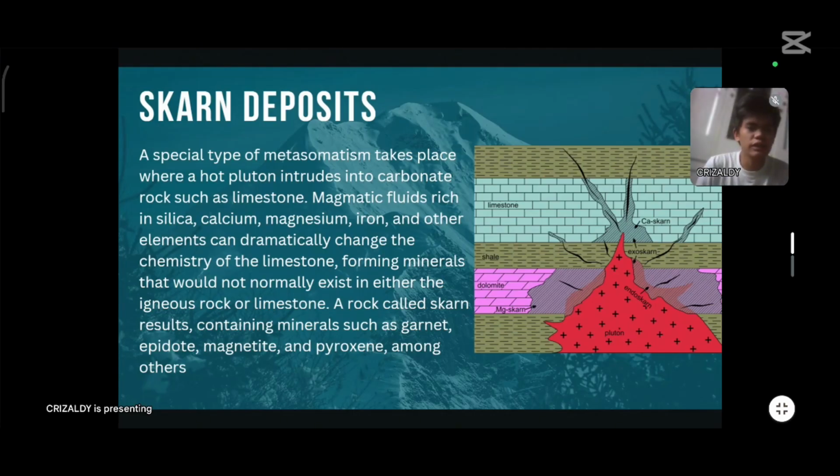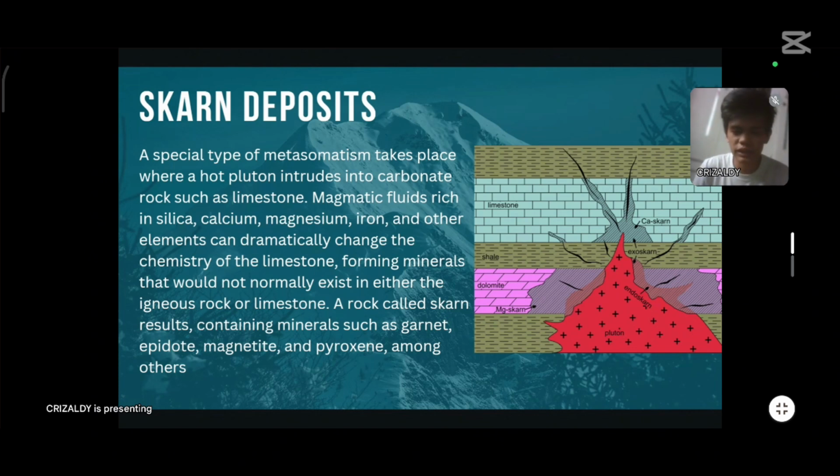Next part will be discussed by Crizaldy Francisco. Now, what is a skarn deposit? Skarn deposit a type of metasomatism where a hot pluton was entered in the carbonate rock such as the limestone, and this hot pluton was a magmatic fluid that rich in silica, calcium, magnesium, and iron that can change the chemistry of limestone, that forming a mineral to the skarn deposit such as a garnet, epidote, magnetite, and pyroxene.